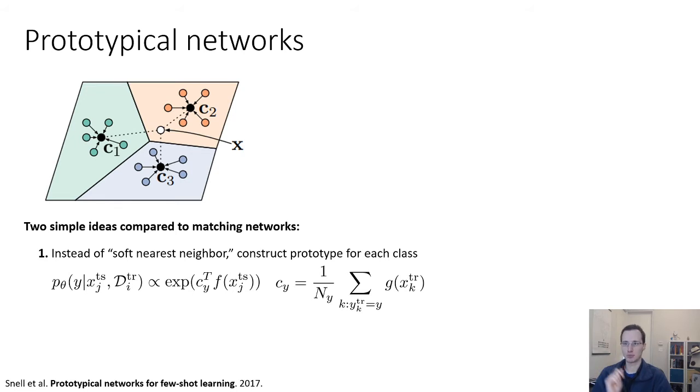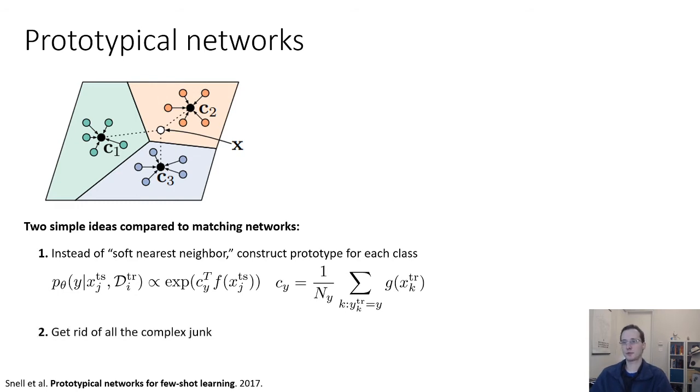And that's what's shown by the picture at the top. Whereas matching networks would dot product against each of the training points, prototypical networks would embed all the training points, average their embeddings together, and then dot product against those averages. So you can think of this as a logistic regression classifier where the classifier weights are produced by averaging together the embeddings of the training points. And of course the parameters theta affect f and g.